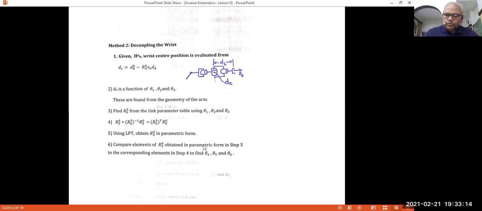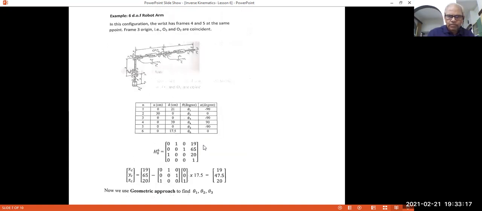Okay, well, that is the procedure. We'll see how it is adapted to a particular robot arm. This is a 6 degrees of freedom robot arm, an elbow arm with a spherical wrist. Here, the last three joints intersect at one point.